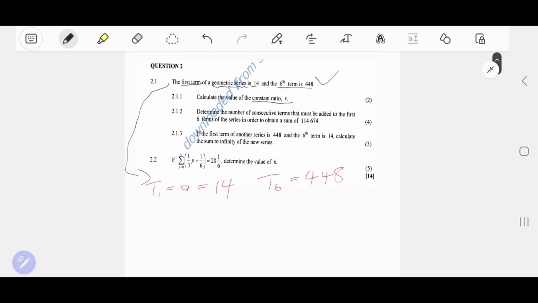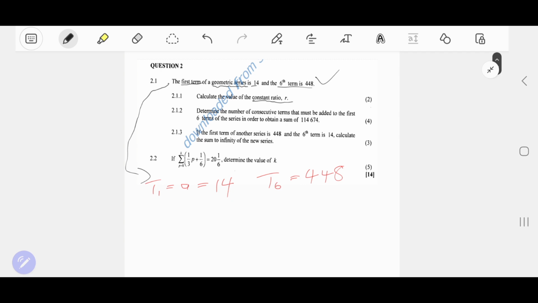Whatever I did here, people, I tried to explain this information to you. How are you going to use this information to answer the question that you're going to be asked? In this case, they say we must calculate what, people? We must calculate the value of R, which is our constant ratio. So this is what we are going to do.